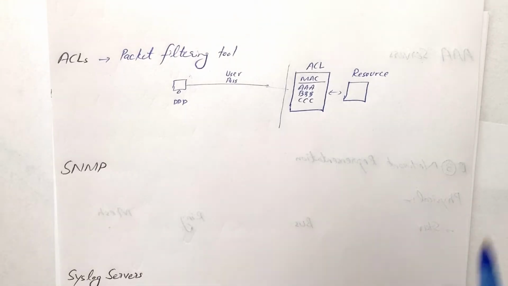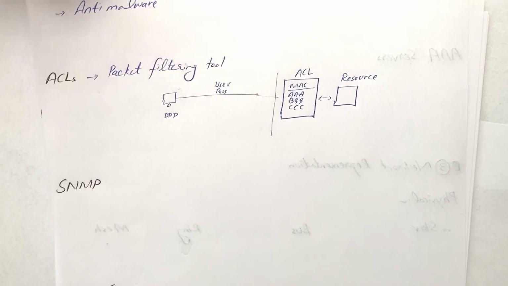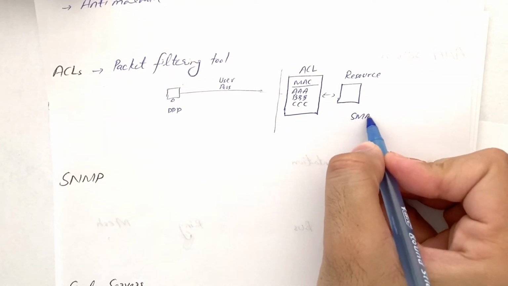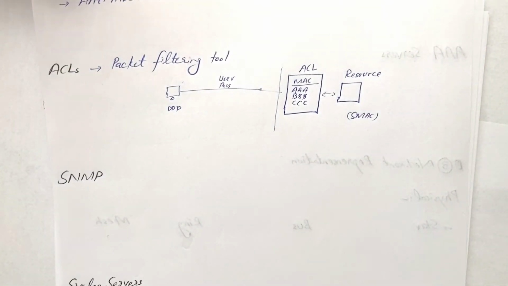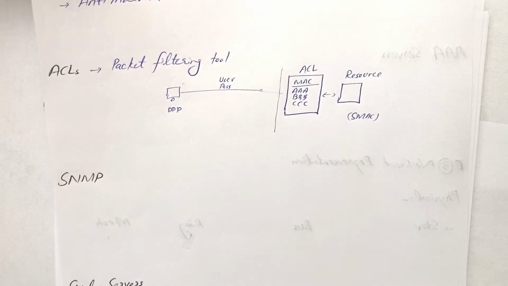Of course, access control list can be tricked. There are plenty of tools, like one of the tools is SMAC, through which hackers can substitute the MAC address. We will discuss that in our later labs as well.